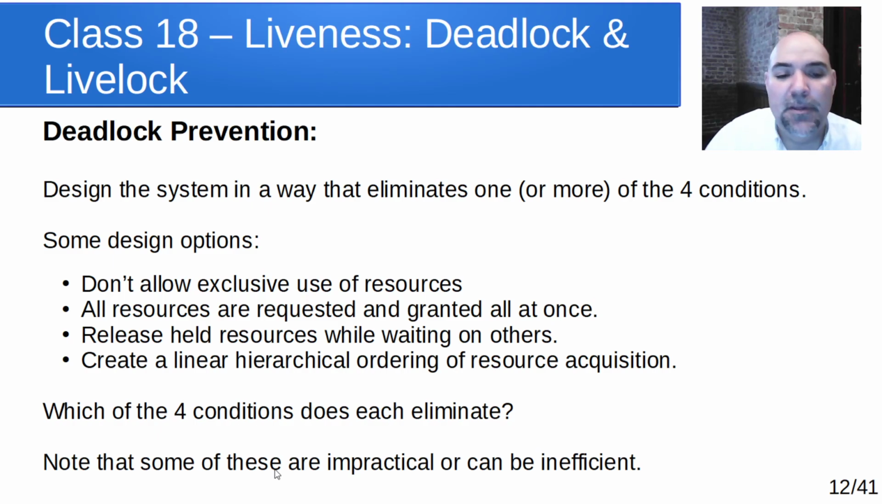So note that some of those can be impractical or inefficient. For example, impractical: don't allow exclusive use of resources. That's a bad idea, especially if you think about the bank account. If you say, hey, everybody just access the bank accounts, let's make them all shared, then you could have that corruption issue with the concurrent update problem that we had. We need to have locks and synchronization. So we would probably want to fix that and allow them to lock the account while they're accessing it.